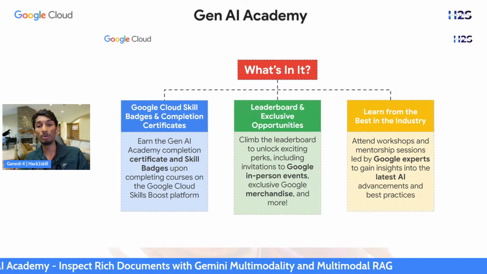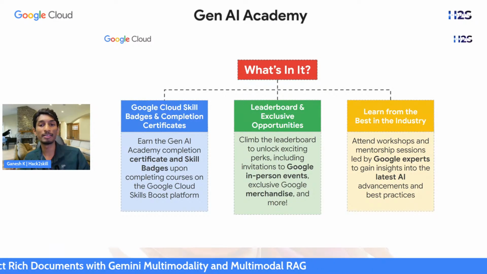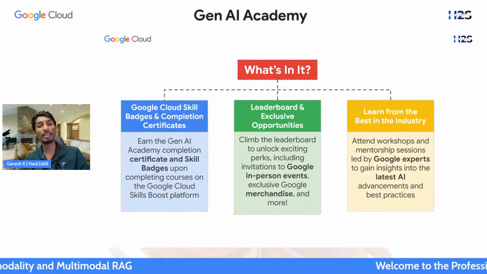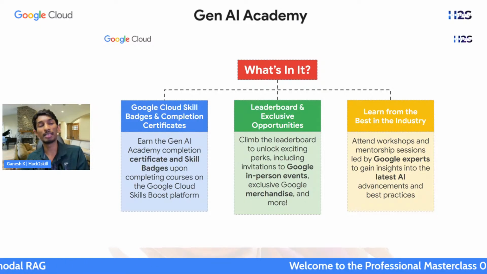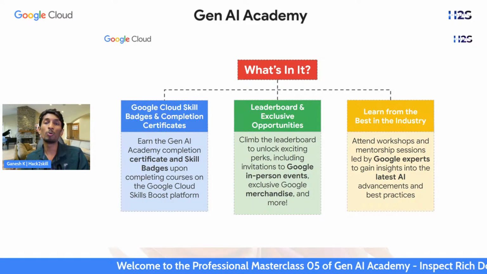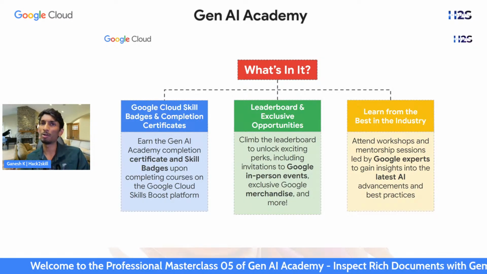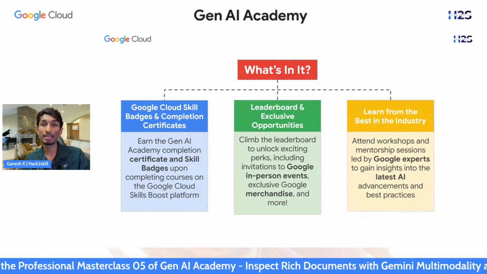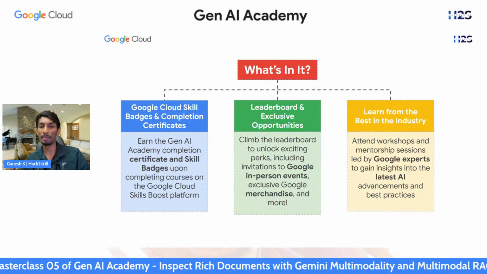And there is a leaderboard, which is something I would like personally, because ranks are always good from school days. There are a lot of things which decide this leaderboard, which is nothing but the points, and I will cover that in the next slide. So what happens if you top the leaderboard? There are a lot of things: Google in-person event invites, exclusive Google merchandise, and many more.